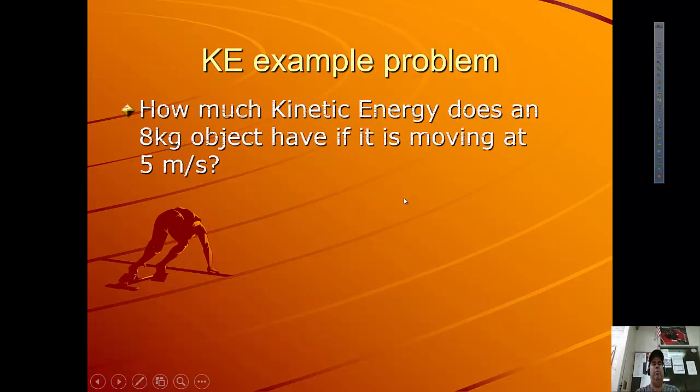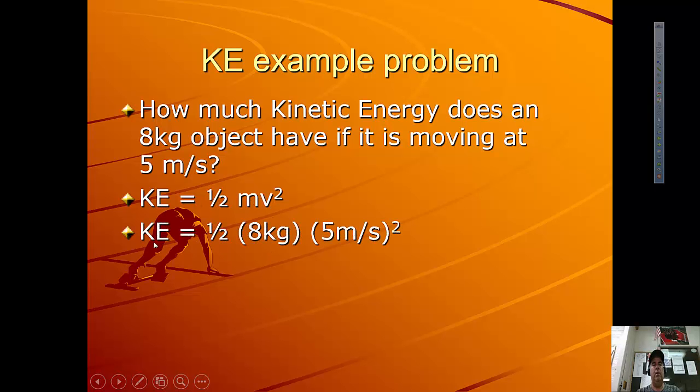So if we look at an example problem, it says how much kinetic energy does an 8 kilogram object have if it is moving at 5 meters per second? So again, here's our equation. Kinetic energy equals 1/2 mv squared. We're going to plug this in. Here, we got to do this first. So 5 squared. 5 squared is 25. Well, half of 8. Half of 8 is 4. 4 times 25? 100 joules. So 100 joules worth of energy is possessed by an 8 kilogram object moving at 5 meters per second.